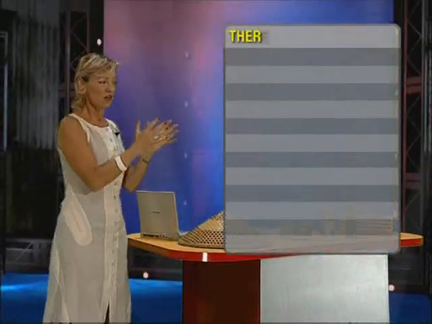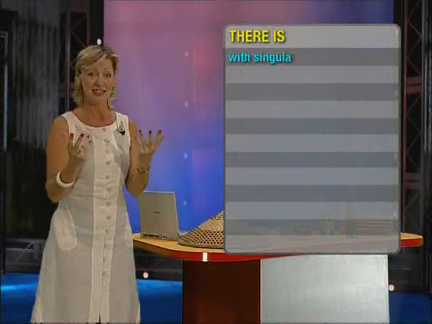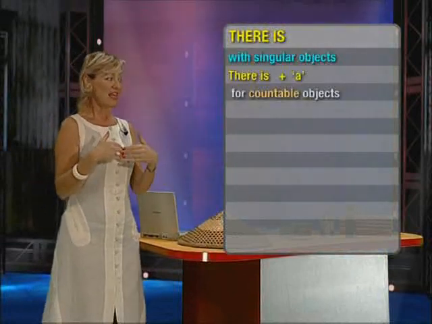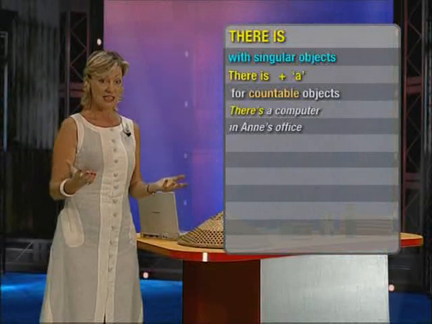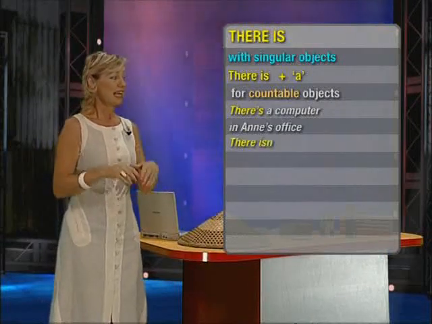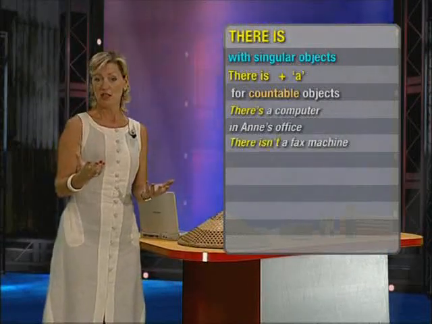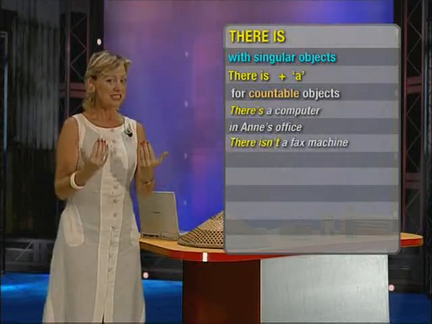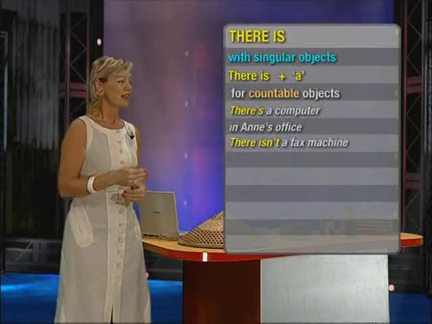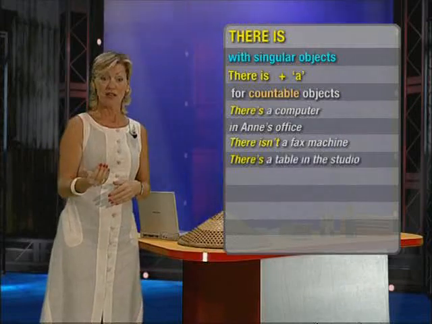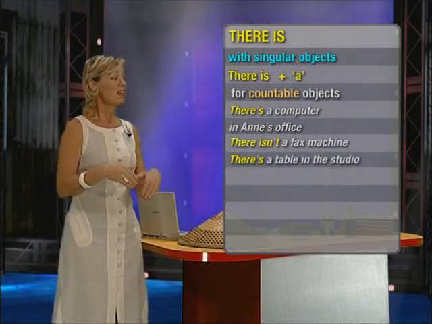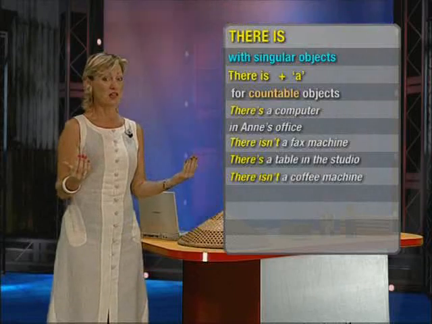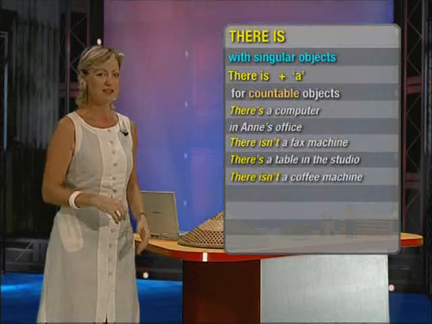Now, let's go and look at that on the screen. You can see it written. So we said, with singular objects, we say there is. The examples are, there's a computer in Anne's office. There isn't a fax machine. That's the negative. There isn't a fax machine. There's a table in the studio, and there isn't a coffee machine, which Peter can't believe.